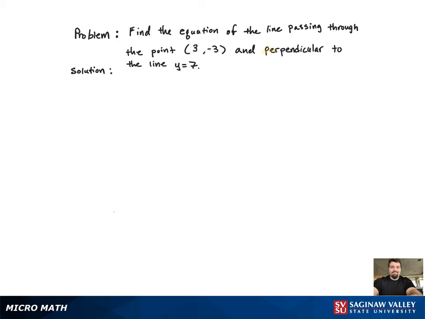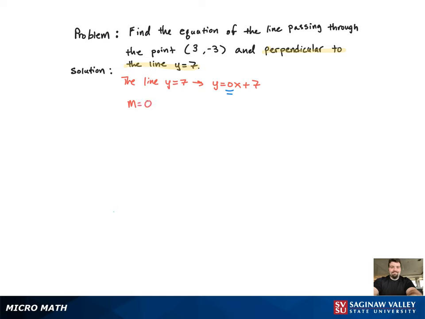The first thing we're going to do is use the highlighted information to find the slope of our line. So we're going to start by finding the slope of the perpendicular line y equals 7. y equals 7 can be rewritten as y equals 0x plus 7. Now it's in slope-intercept form and we can see that the slope is 0.